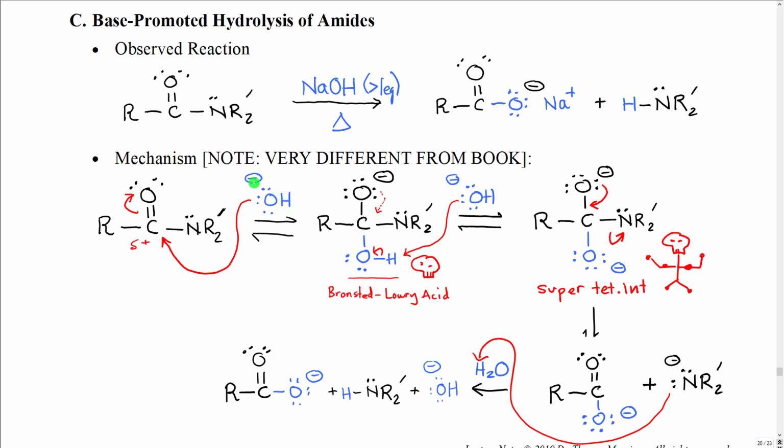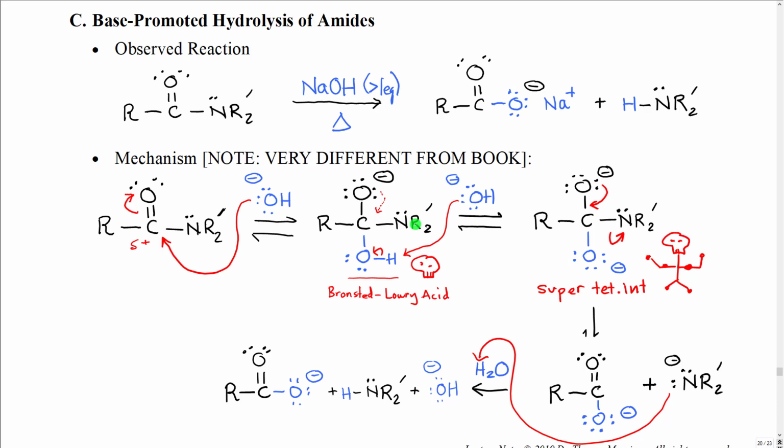So again, in an SNAC mechanism, we're not going to need to protonate first. The hydroxide nucleophile will be a strong enough nucleophile to react directly with the carbonyl carbon of the amide. We will get a tetrahedral intermediate. Now, the problem with this tetrahedral intermediate is that OH minus is a much better leaving group than NR2 minus.